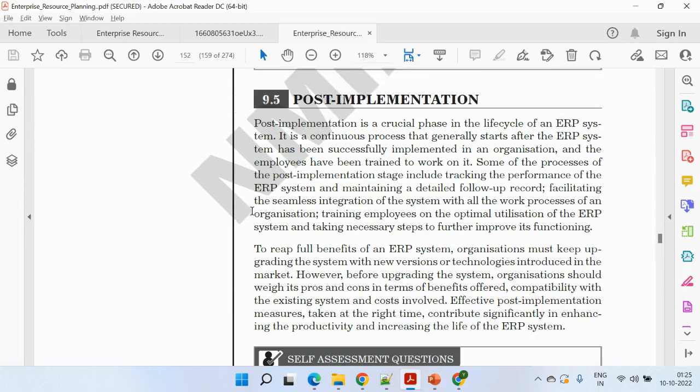So first thing, it's about the post implementation. Post implementation means after implementing the solution, how it happens. Was it successful, or was it a failure? We need to track the performance. We need to have a follow up. We need to facilitate the seamless integration with other systems. So all these things need to be taken care of in the post implementation.